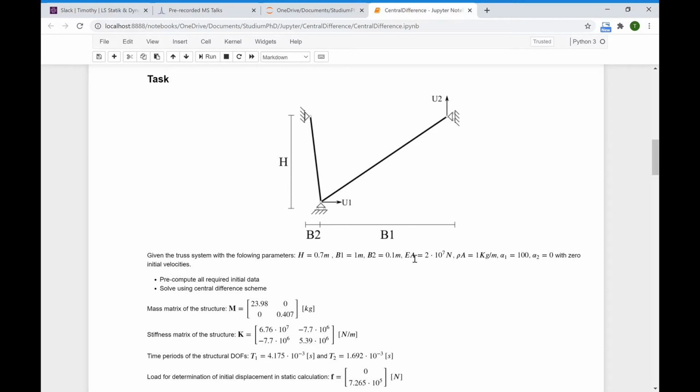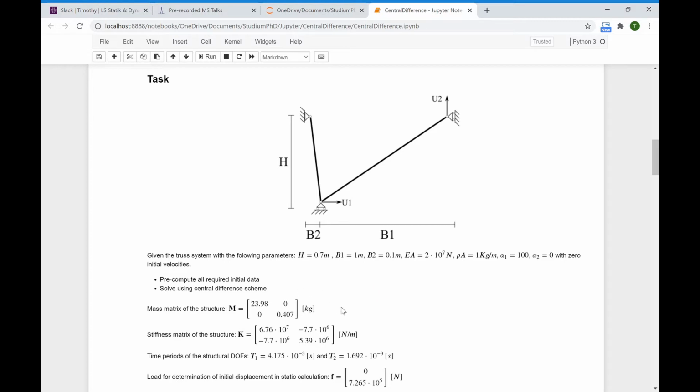The material parameters are given as well, and the coefficients alpha 1 and alpha 2 needed for determination of a damping matrix are given as well. We have to pre-compute all required initial data and solve using central difference scheme.